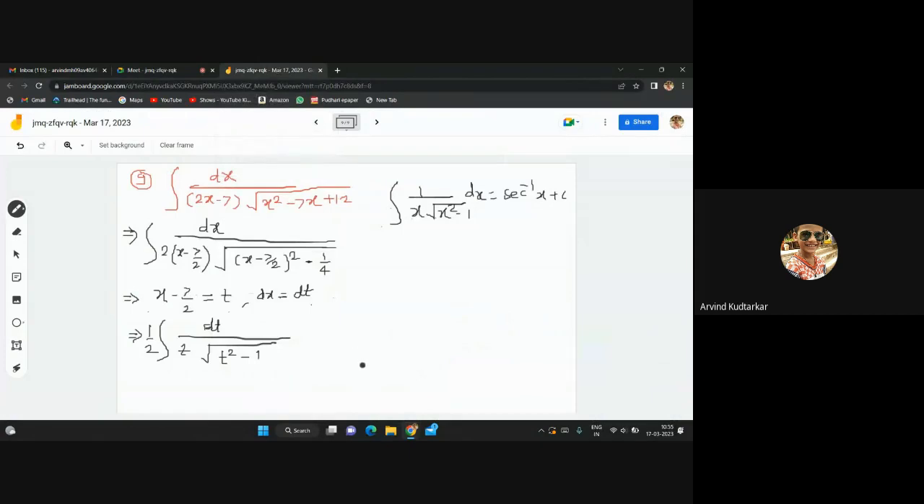Yes, am I audible? Can you see? Is the screen visible to you? Yes. Visible, na? Yes, okay, no doubt. So here, I continue the solution of this problem. Substitute x minus 7 by 2 is t. So differentiating on both the sides, dx is equal to dt. So this is 1 upon t times into, for x minus 7 by 2 substitution, what did we take? t into root of x minus 7 by 2, it is t but there is a square, so t square minus 1 upon 4 is there.